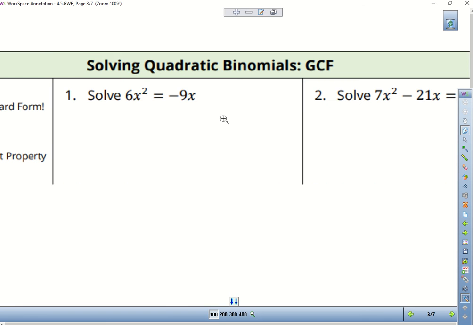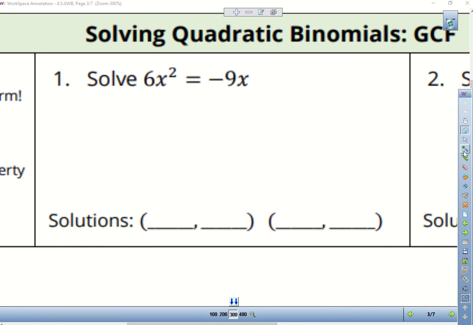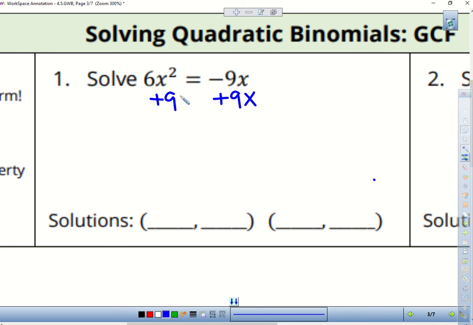We're going to start with the simple GCF. Typically the only time you're going to get the terms on opposite sides is if you're using the square root method. But here I'm going to add the 9x to both sides so I can get a better understanding of what to do. Sorry, my tablet's turned off. It's just rebooting. There we go. Okay, so 9x added to both sides, and that leaves me with 6x squared plus 9x is equal to 0.